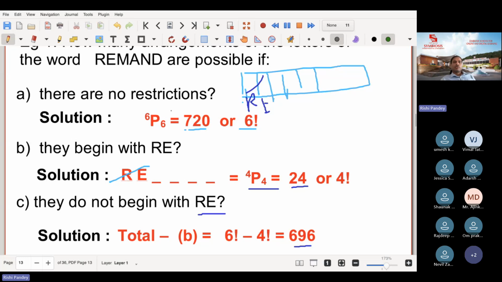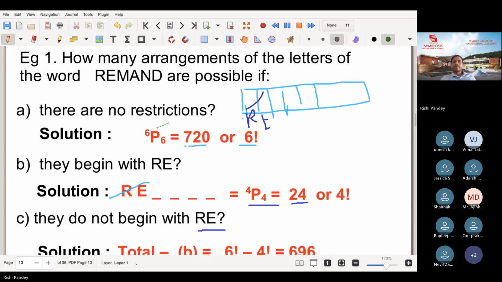Here, if there is no restriction, is there any repetition? No repetition. So 6P6 is right. Read the question, everyone. Is there any repetition? No, so we will not go with repetition here. 6P6 is 720. It begins with RE. So RE is not required because it is fixed. Only these 4 positions can be changed. So 4P4.